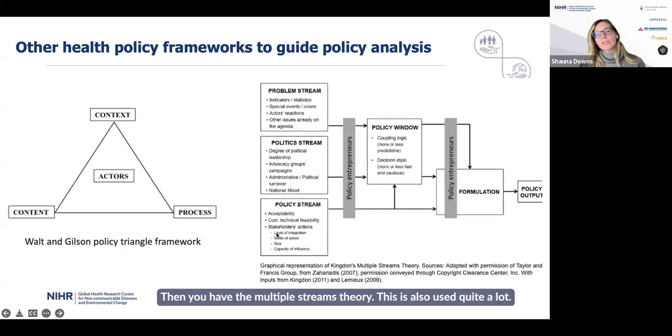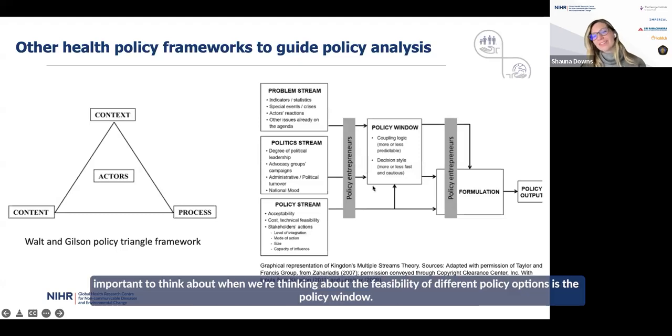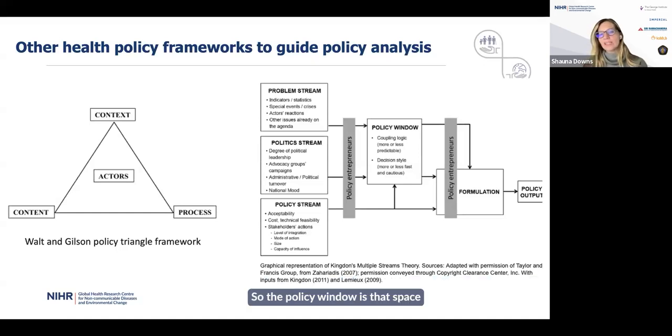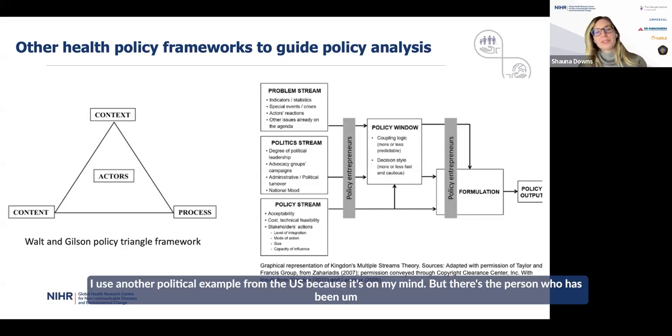Then you have the multiple streams theory. This is also used quite a lot in terms of policy analysis. One of the key parts here that is important to think about when we're thinking about the feasibility of different policy options is the policy window. So the policy window is that space that you have that you might not normally have to adopt a specific policy or intervention. So maybe I'll use another political example from the US because it's on my mind.